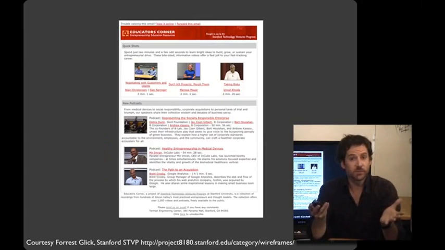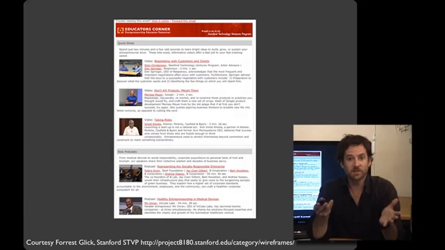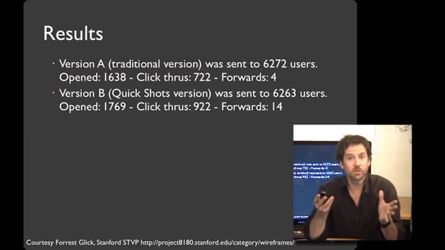Here's another example. This one's from Forrest Krillick at the Stanford Technology Ventures program. They have a regular email list where they send out links to videos about entrepreneurship that they record. It's a great mailing list, and Forrest was interested in increasing the number of people who clicked through this email to see the content that they have on offer. This is the original version of their email, and here's a revised version. In this case, the change is pretty subtle. The goal is to provide more real estate and emphasis to the quick shots at the top of the email. This email was sent to a little more than 12,000 people, about half to each.